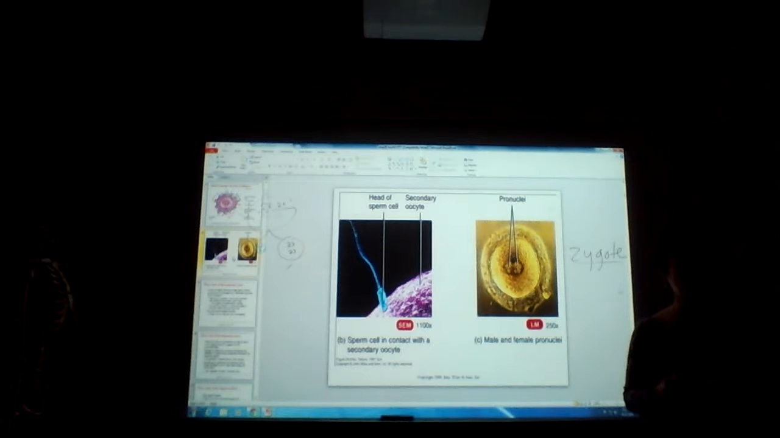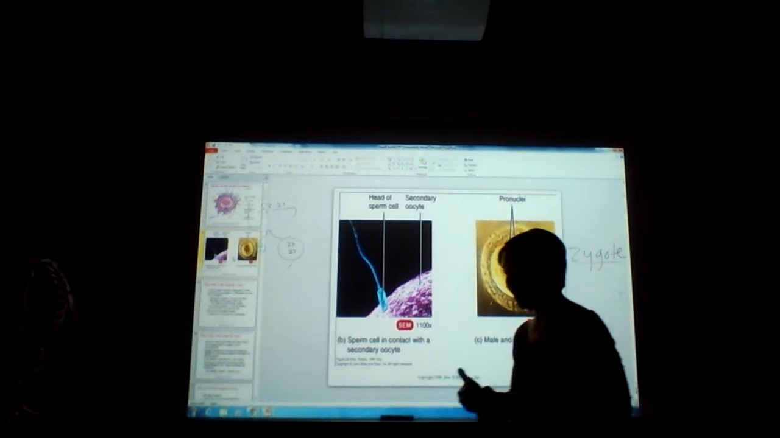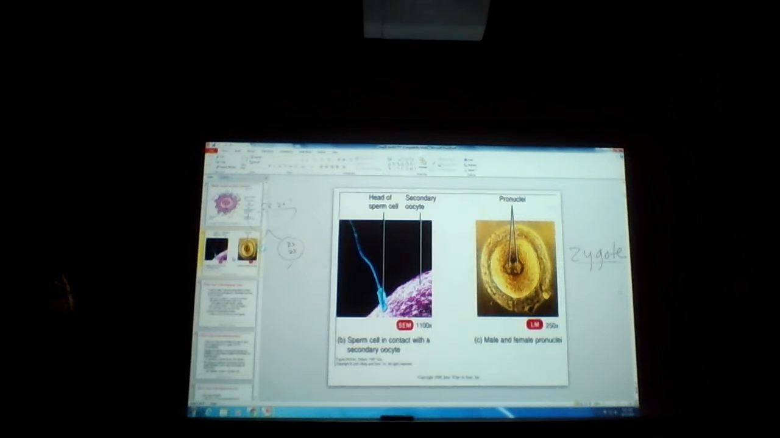You are called a zygote when you are formed. This is the first life. When did that happen? When they fused. When does fusion happen? Fertilization. The moment they meet, they fuse already.